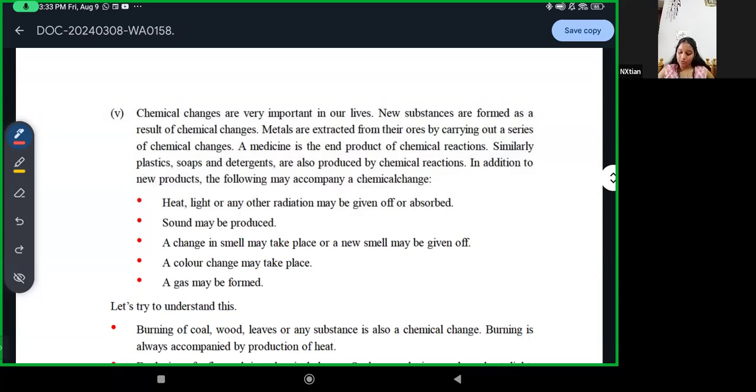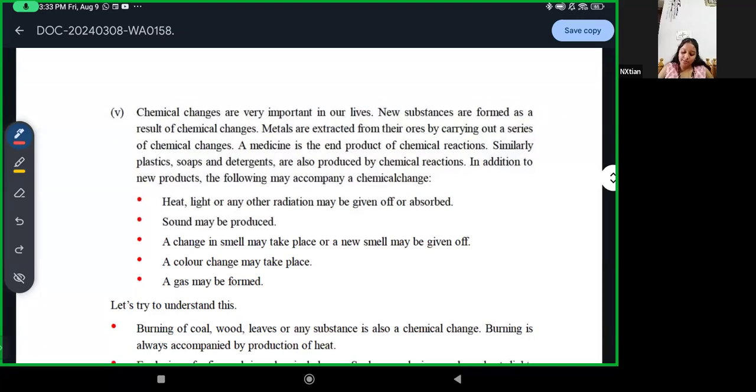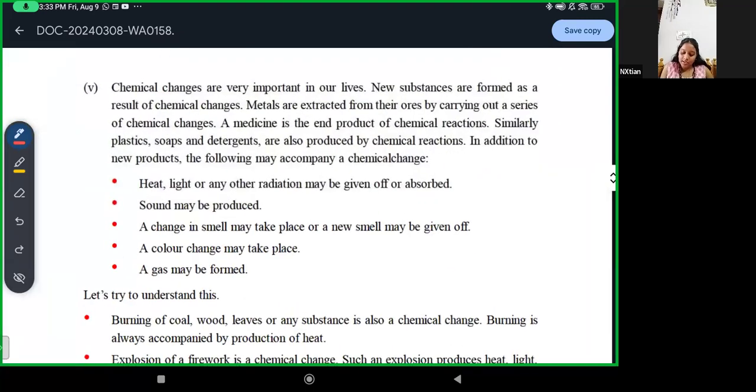Okay, now in addition to new products, the following may accompany a chemical change. Okay, so when a chemical change is produced, what happens?